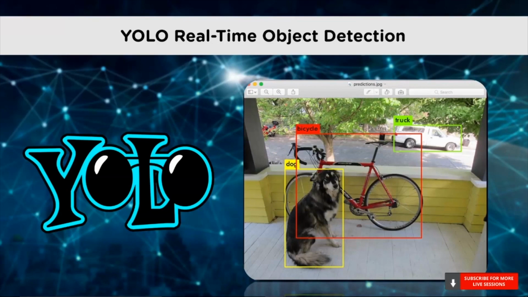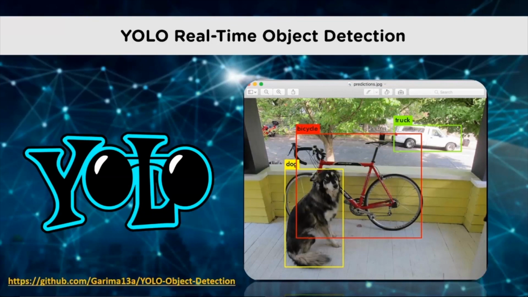The base YOLO model processes images in real time at 45 frames per second. You can use the COCO dataset and TensorFlow library to train and test the model. To learn more about YOLO object detection, check the GitHub link that's shown on the screen below.